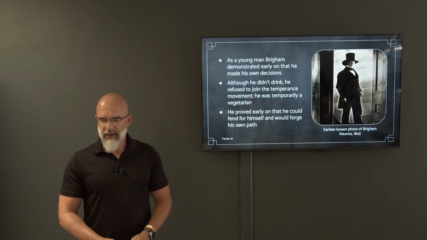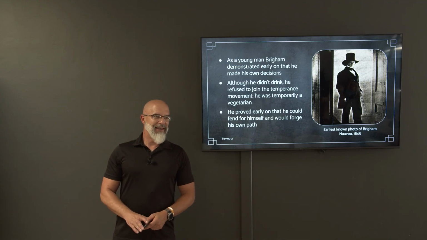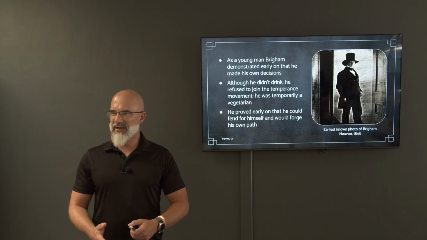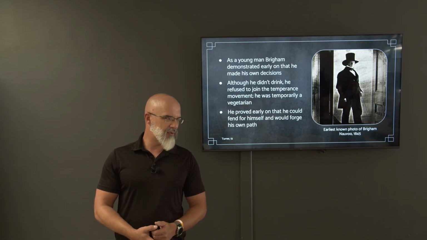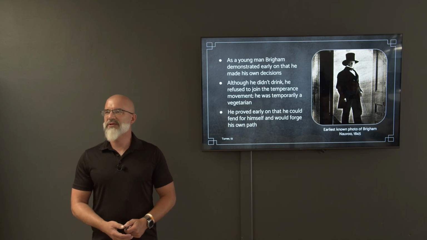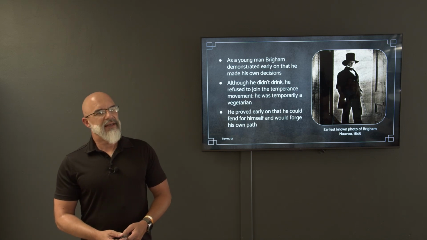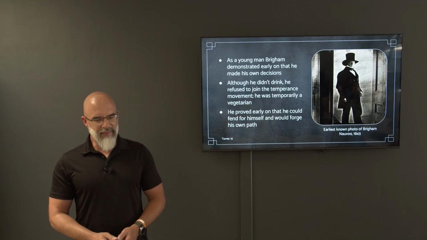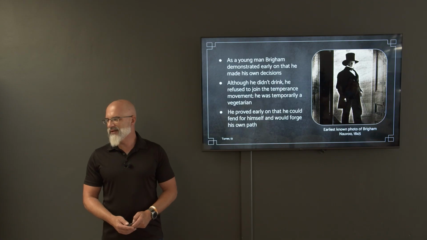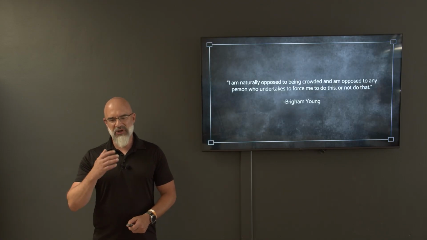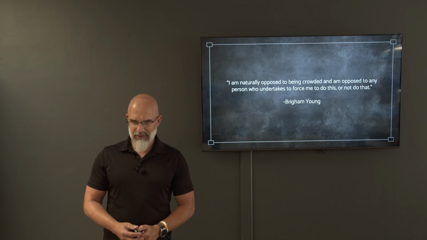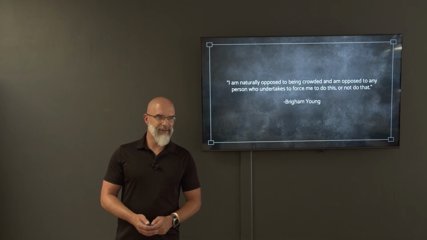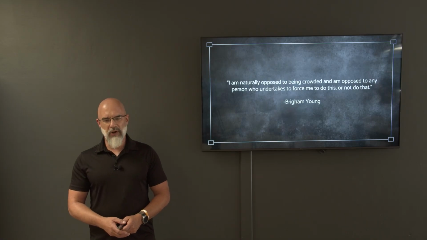He also decided for a while he was going to be a vegetarian in a day and age when that wasn't as common as it would be today, for sure, but some were saying it's a much healthier lifestyle. He tried it for a while. And when a guy made fun of him and said, what sort of sissy would be a vegetarian, he essentially said, why don't you come over here and tell me that to my face? And the guy backed down. But he made decisions that way, that he would forge his own path. In his own words, he said, I'm opposed to being crowded, and I'm opposed to any person who undertakes to force me to do this or not do that. And that's a trait that he would show all of his life.